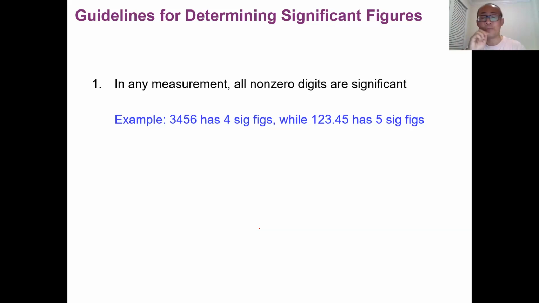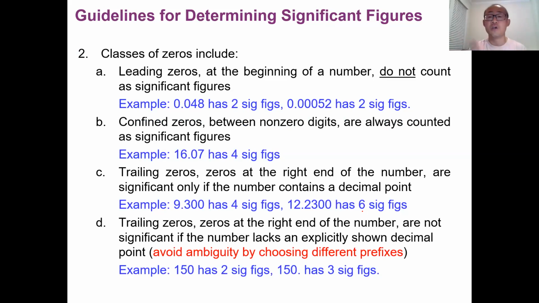The first rule is that in any measurement, all the non-zero digits are significant. That means you need to count all the non-zero digits, 1 through 9. As long as the digit is not 0, that digit will be counted as significant. So you can see that 3456 has 4 sig figs. 12.345 has 5 sig figs because all of the digits are non-zero. Very straightforward. Now, after we know that non-zero digits are significant, the only thing we need to worry about is what about 0?